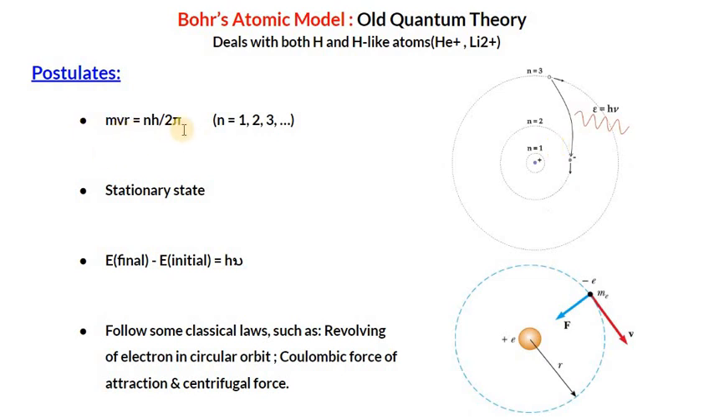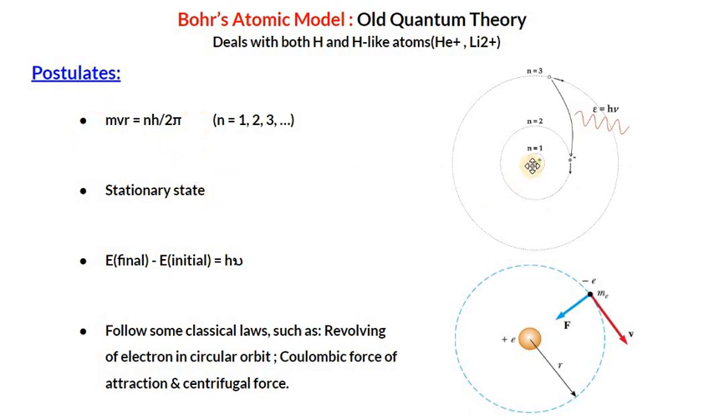And that will be equal to h by 2 pi and some integer. Bohr did not explain the significance of n, the integer. So h is Planck's constant. So that was Bohr's first postulate.